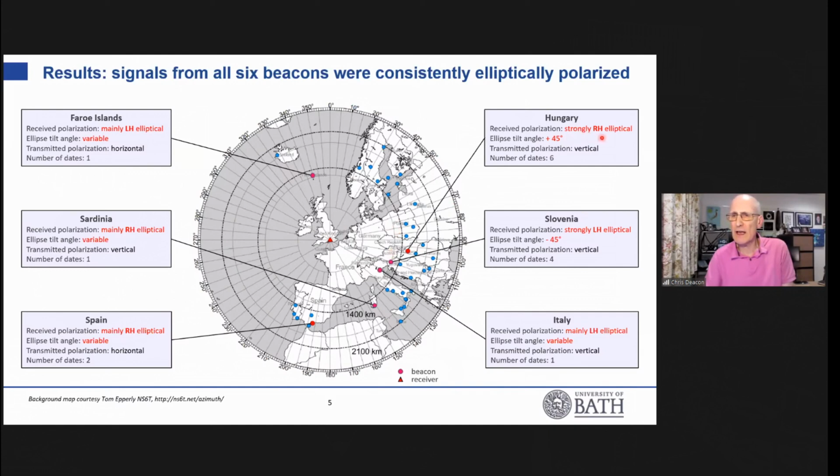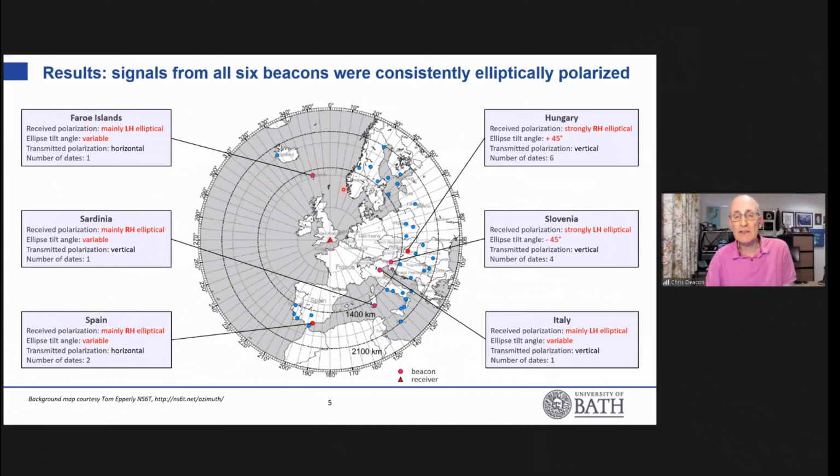I don't know if you look around here: Hungary, right hand; Slovenia, left hand. They're all elliptically polarized consistently. It might swing through linear or circular, but it's all elliptically polarized to one degree or another. But Hungary and Slovenia are actually not very far apart, but one comes down consistently on multiple days right-hand elliptical, the other one comes down on multiple days left-hand elliptical.